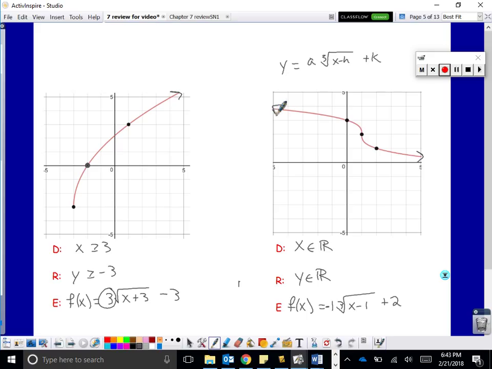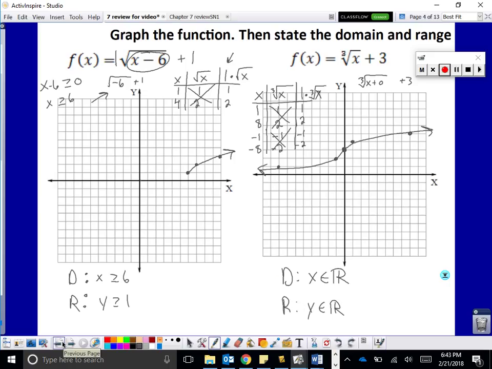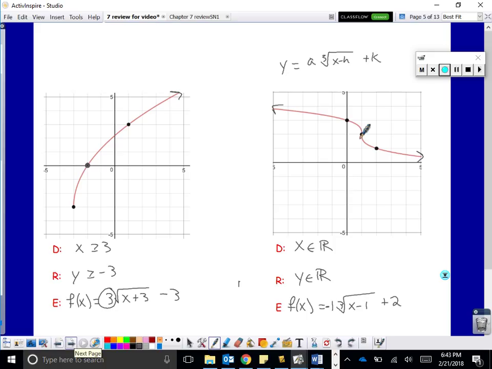So notice how this looks different than the one before. This one I was going right 1 and up 1 because I had a positive 1 as my a value. Whereas on this one I was going right 1 and down 1, so I said negative 1.